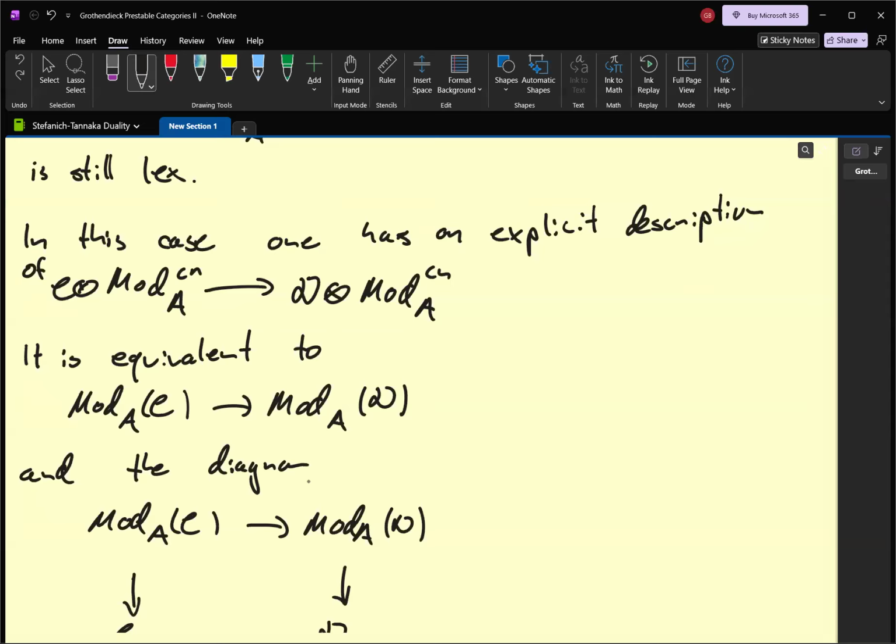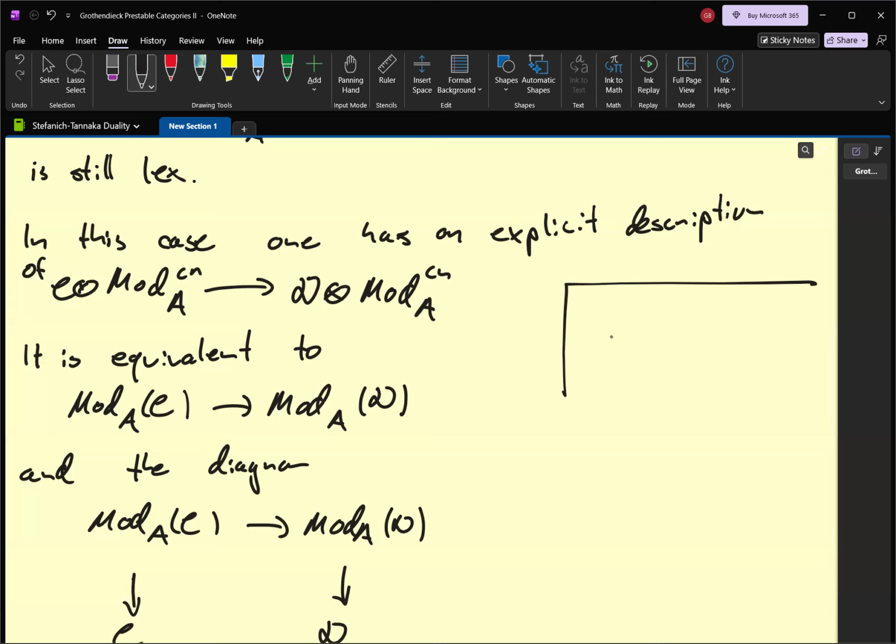Yes. Yeah, so tensoring by connective spectra is the left adjoint to the inclusion. I don't think you are tensored over spectra in general, is your Grothendieck prestable category? No, I think only over connective. If you were tensored over spectra, you would be stable, I think. Yes, that's right.